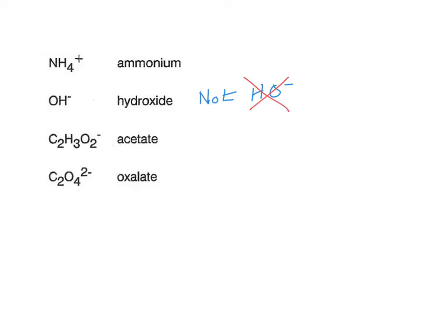Next we have acetate, and this one's not particularly hard. It does have a lot of parts to it, but it is easily confused with oxalate. People like to mix those two up in particular. So I'm putting those two into my initial grouping. So we have acetate. It has C2H3O2 and a negative charge, and oxalate has C2O4 with a 2 negative charge.